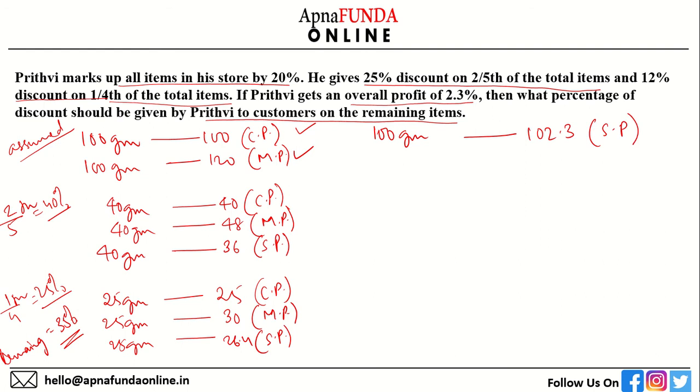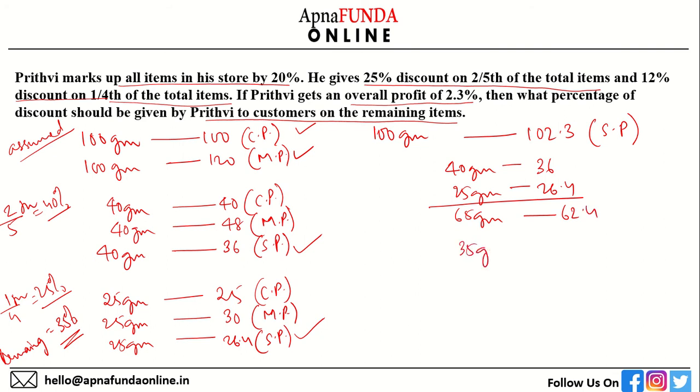Correct. Now 40 gram selling price is 36. 25 gram selling price is 26.4. 65 gram selling price is 62.4. Correct. Now the remaining 35 gram he has to sell it at 102.3 minus 62.4, which is 39.9. Correct. I hope you agree.